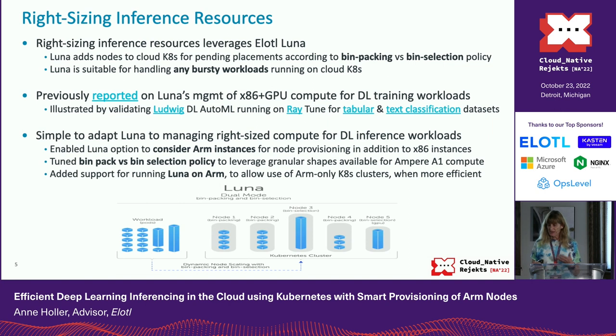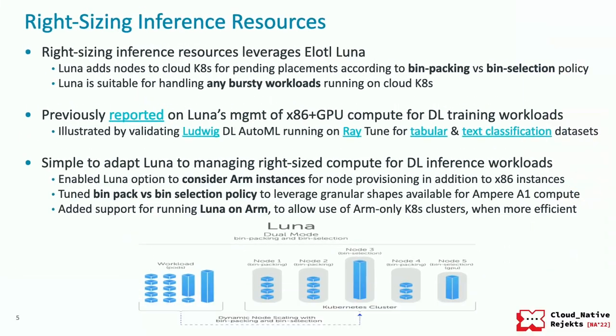So looking first at the right sizing of inference resources using Elotl Luna, Luna adds nodes to a Kubernetes cluster in the cloud to handle placements that are pending. And it does that according to its policy around bin packing versus bin selection, as shown at the bottom of this slide. So bin packing means it chooses a node where multiple pods can be placed. And this is good if the pods have a similar lifetime. Bin selection places pods in a node that's right-sized for that particular pod. And this is nice for having flexible lifetimes for the pods and having the resourcing well match the size of the pods. Luna is suitable for handling any bursty workload in the cloud.